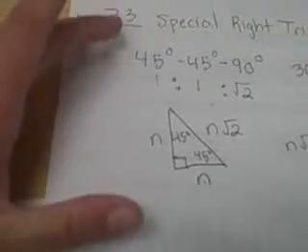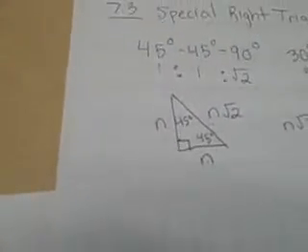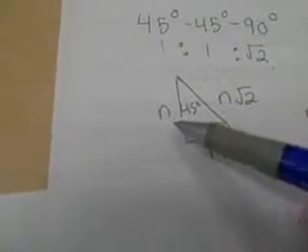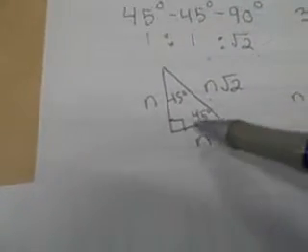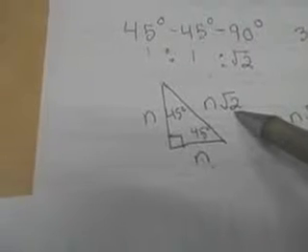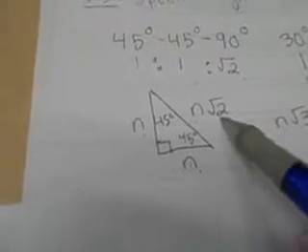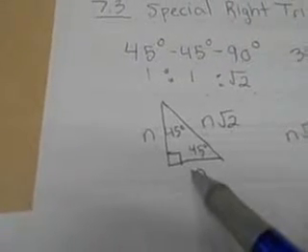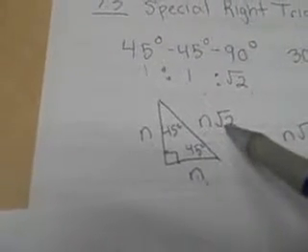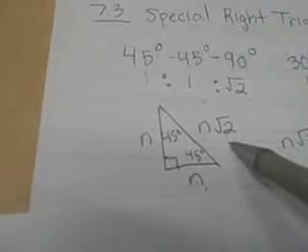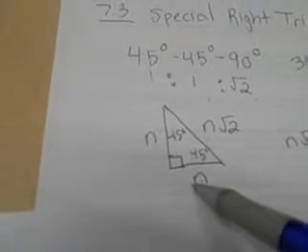What the triangles are going to look like for 45-45-90 is like this. So across from our 45-degree angles, we can put n. Across from the 90-degree angle, we can put n times the square root of 2. What this means is that these sides are equal to each other, and this side is exactly square root 2 times bigger than these sides.